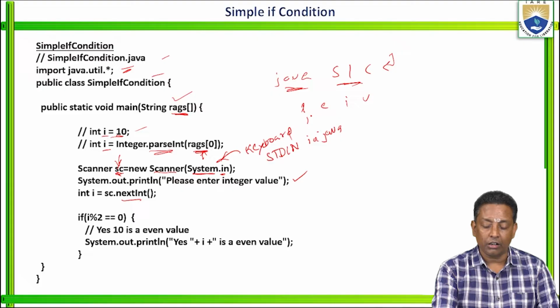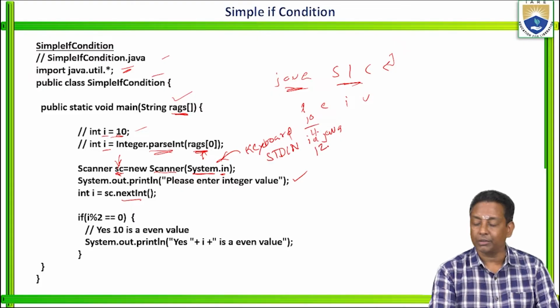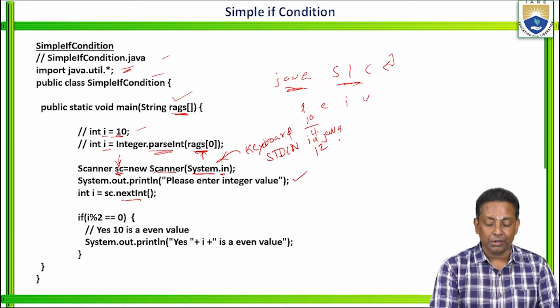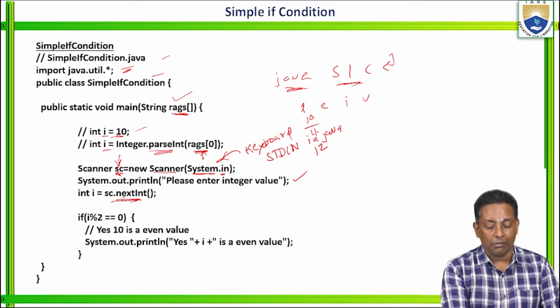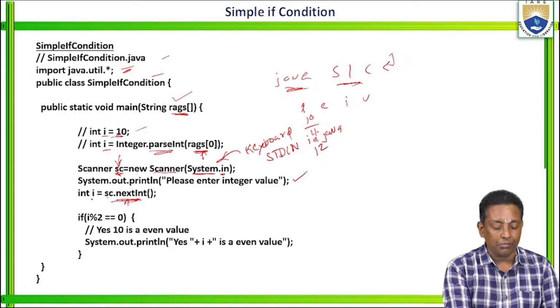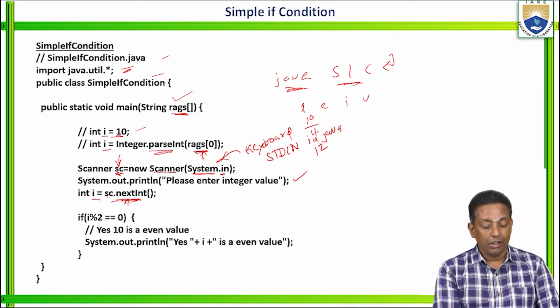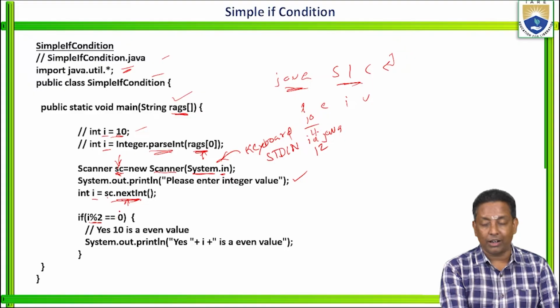So here you enter a value, 10 or 11 or 12 or something. This is entering from the standard input. Whatever value you enter here will be read by the Scanner class nextInt method. That value will come, and we are taking it into an int variable i. So here I am writing, if i divided by 2, the remainder is 0.